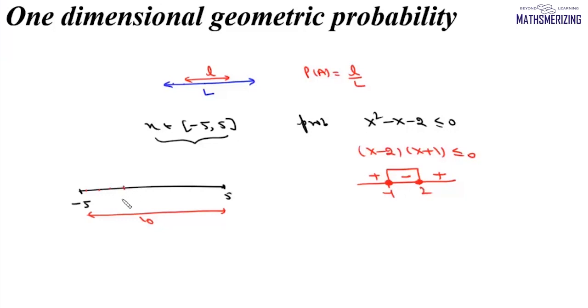So our favorable region corresponds to this line segment from -1 to 2, and the length of this line segment is simply 3. So the required probability is this favorable length, which is 3, upon total length, which is 10. So the probability that any real number randomly chosen between -5 and 5 is such that x square minus x minus 2 is less than or equal to 0 is simply 3/10.